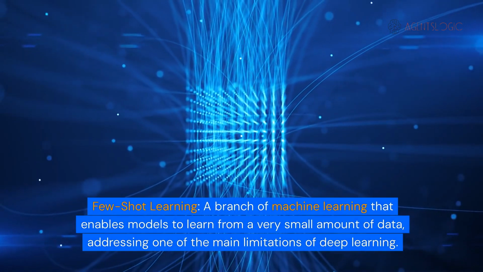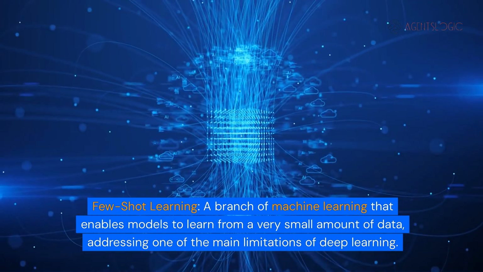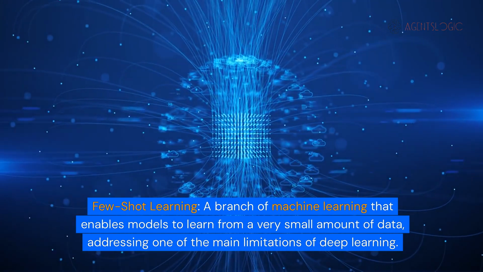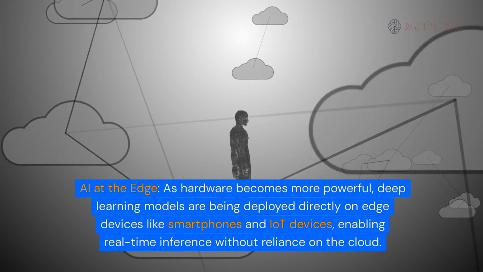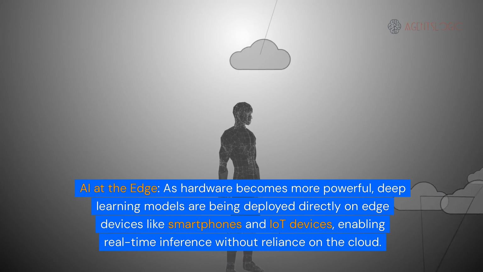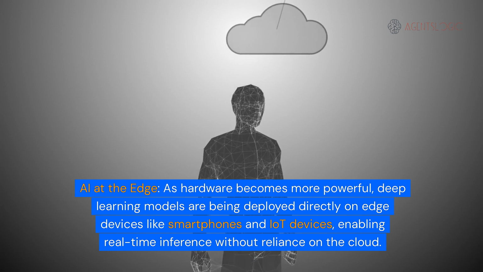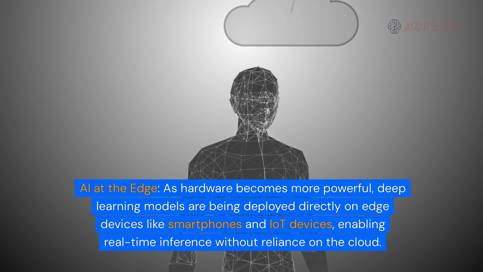Few-shot learning. A branch of machine learning that enables models to learn from a very small amount of data, addressing one of the main limitations of deep learning. AI at the edge. As hardware becomes more powerful, deep learning models are being deployed directly on edge devices like smartphones and IoT devices, enabling real-time inference without reliance on the cloud.